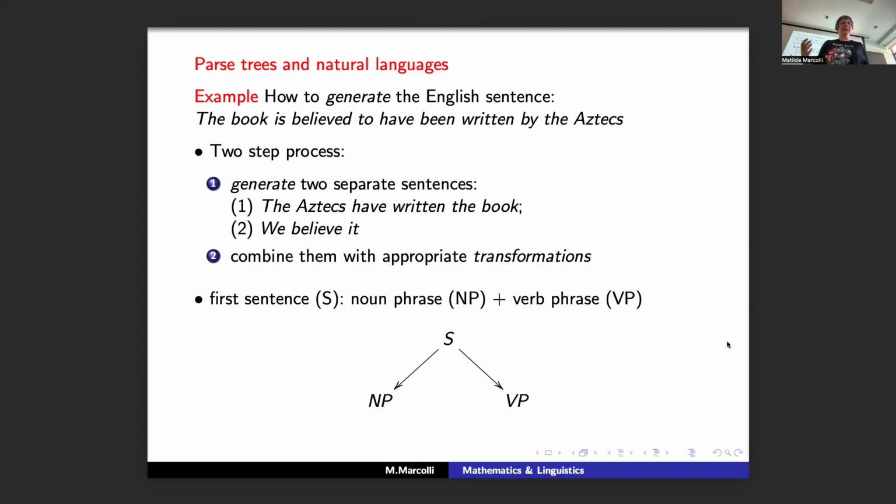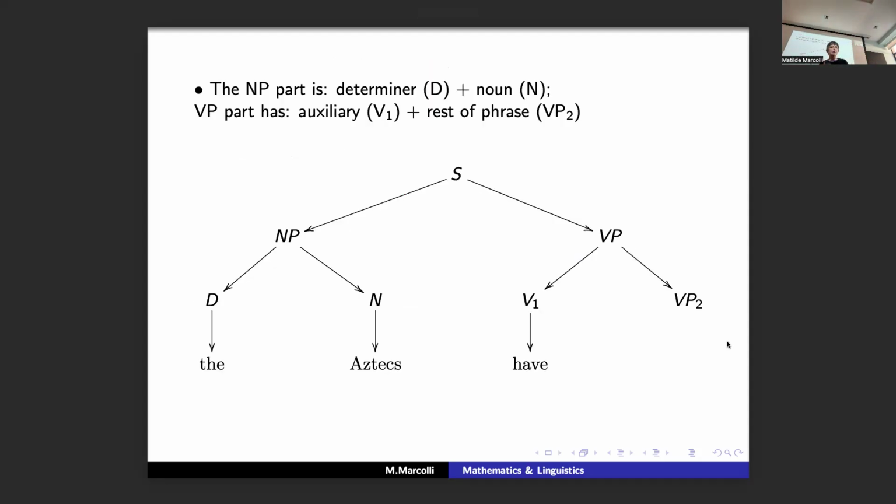Here the idea is to think in terms of these parse trees. For example, let's say we are generating an English sentence like this one: the book is believed to have been written by the Aztecs. You can think that you are generating separately two sentences. One states that the Aztecs have written the book, and one that we believe it. And then these two get combined in some transformed way. The first sentence has a noun phrase and a verb phrase, and these two are combined together. The noun phrase has a determiner and a noun, and the verb phrase has an auxiliary and the rest of the verb phrase.